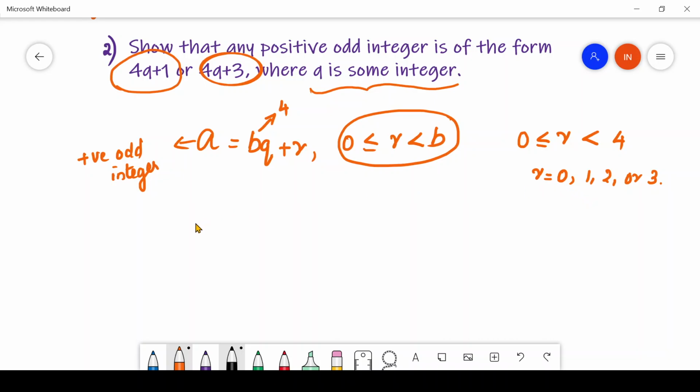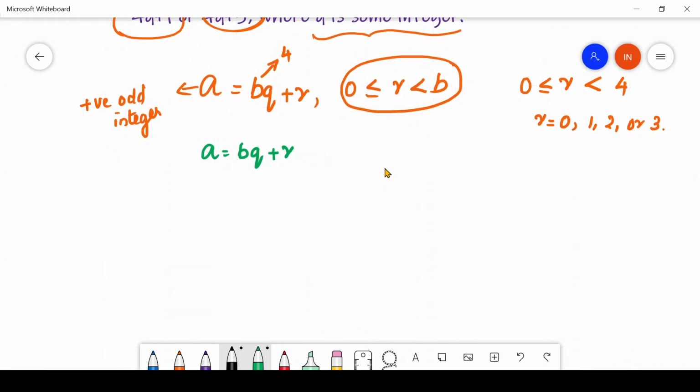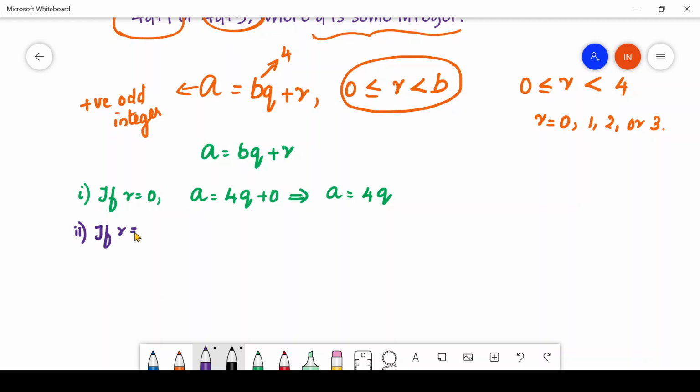So let us do the next. I'm rewriting here A is equal to BQ plus R. So the 4 situations I'm going to do. First condition, if R is equal to 0, what will be A? A is equal to, instead of B we are writing 4, 4q plus 0. That means A is equal to 4q. Now the next one is if R is equal to 1.